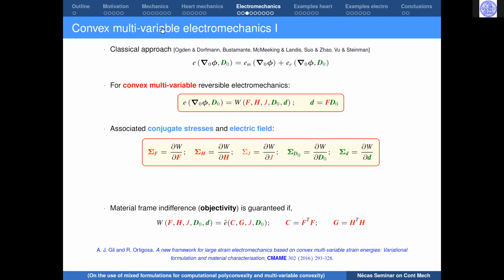So we look for conjugate stresses, one for F, one for H, one for J, but at the same time, one for D0 and one for D, as you can see here. And of course, our energy, in addition to being polyconvex, has to be objective or frame indifferent. So for sure, you need to guarantee this.